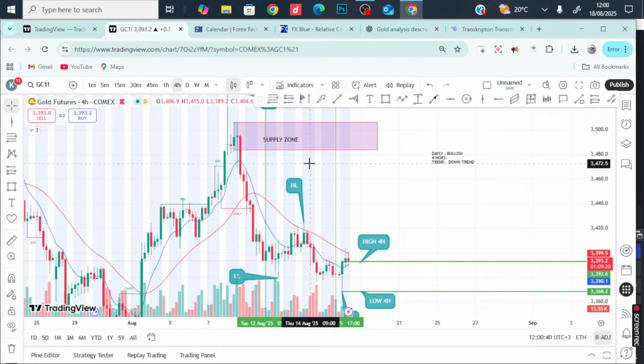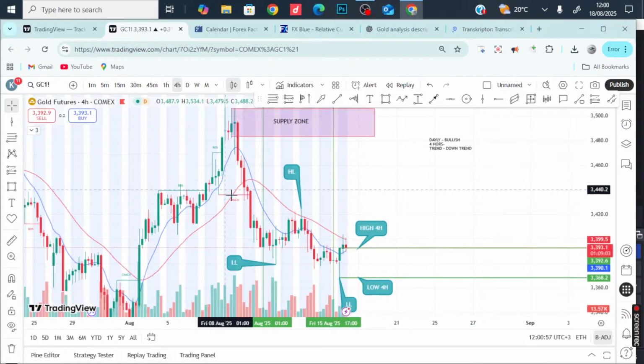This was the first supply zone. According to the first supply zone, it was never mitigated. So that's the first step. Then the second supply zone was literally mitigated from this point. So there was a second, that was the first supply zone.